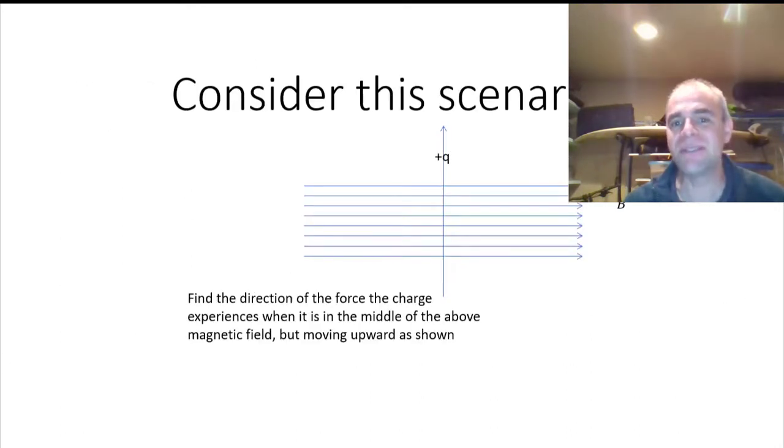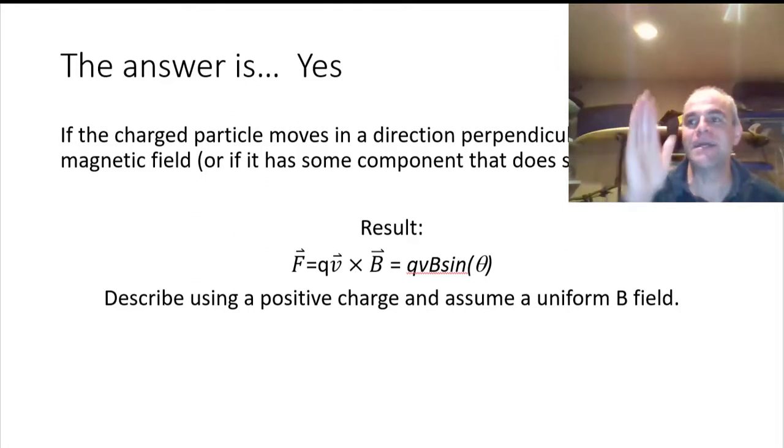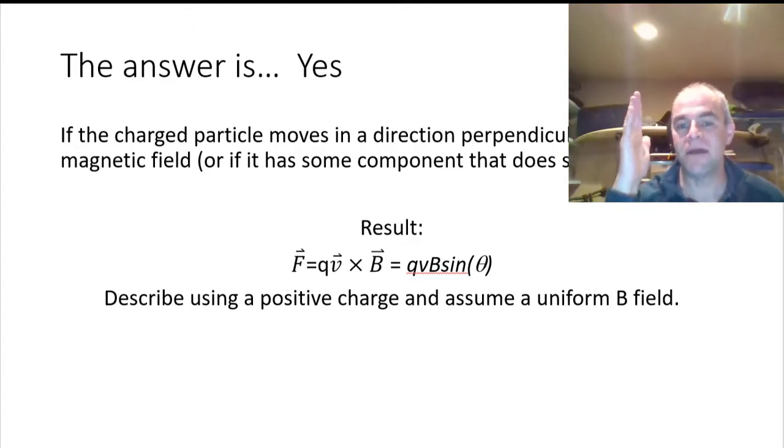All right? So I'm going to give you a few scenarios, and I'm going to illustrate what the right-hand rule is. There's a couple of ways you can do it, and this is how I like to do it. I put my fingers in the direction of the motion of the charge. That's the V. I bend them in the direction of the magnetic field. And my thumb points in the direction of the force.